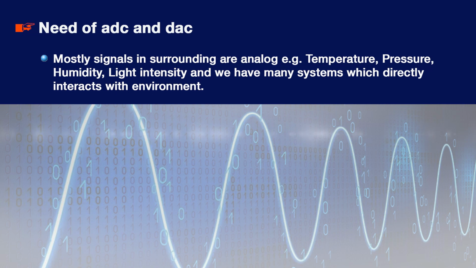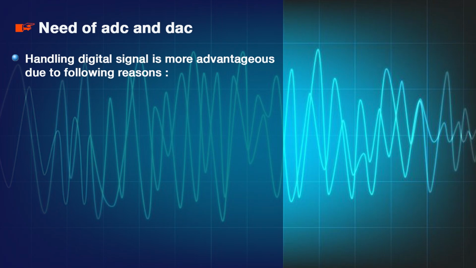Most of the signals in our surroundings are continuous, meaning analog in nature. For example, temperature, pressure, humidity, light intensity, sound, etc. And we have many applications or systems which directly interact with this environment signal, like smartwatches, health tracking systems, mobile phones, etc. These systems are digital in nature because handling digital signals is more advantageous due to many reasons.